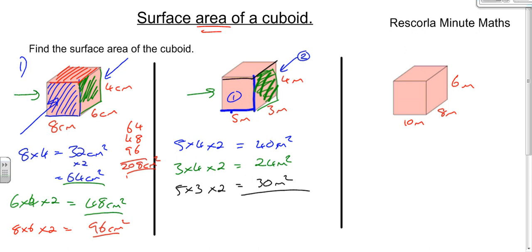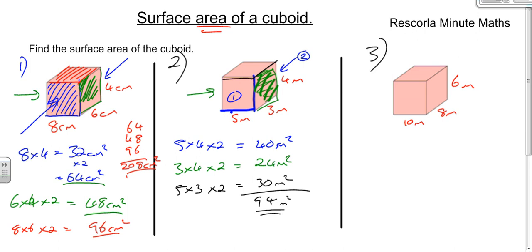And then what you need to do is you need to add them together. So 0 plus 4 plus 0 is 4. And you've got 4 plus 2, which is 6, plus 3 is 9. So that's going to be 94 meters squared. What we need to do is pause the video, have a go at the third one over here.